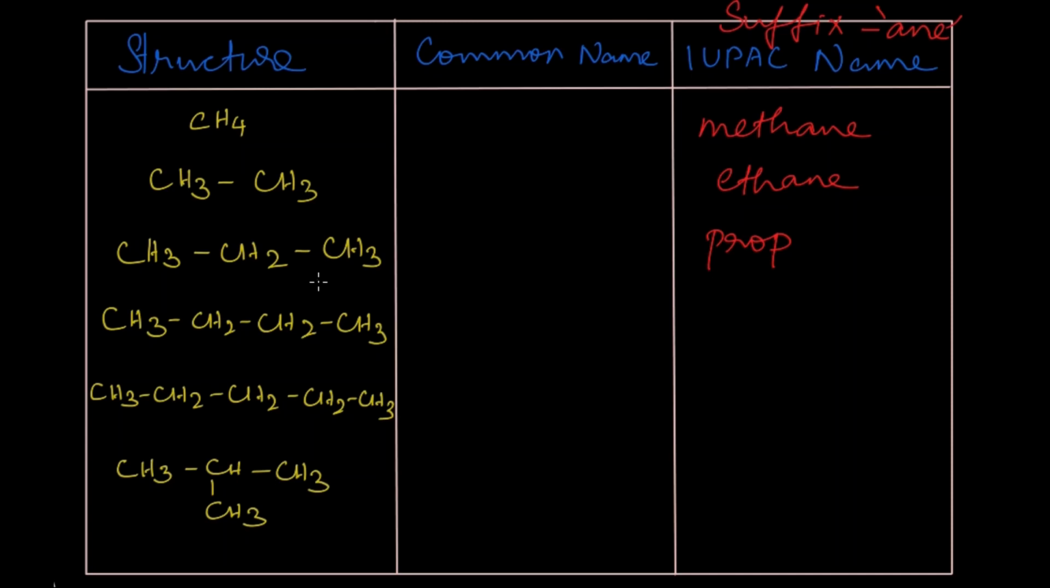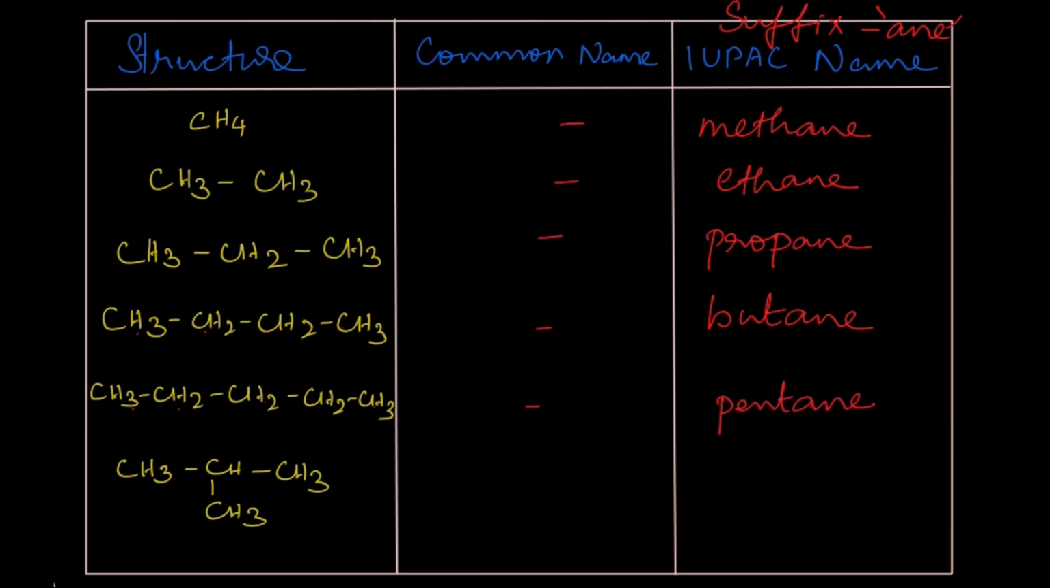Here how many carbons are there? 1, 2, 3, 4. 4 carbons. If there are 4 carbons, that is but. The functional group is a single bond, so ane, butane. Here 1, 2, 3, 4, 5. So there are 5 carbons, so that is pent. The suffix will be ane. For these 5 compounds, all the IUPAC names and common names are the same.